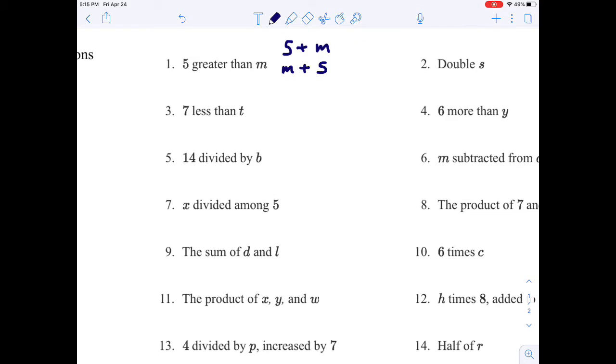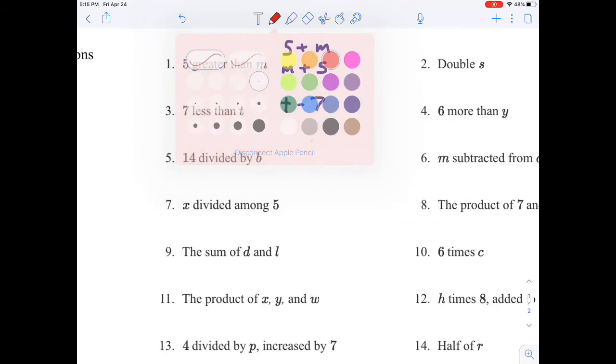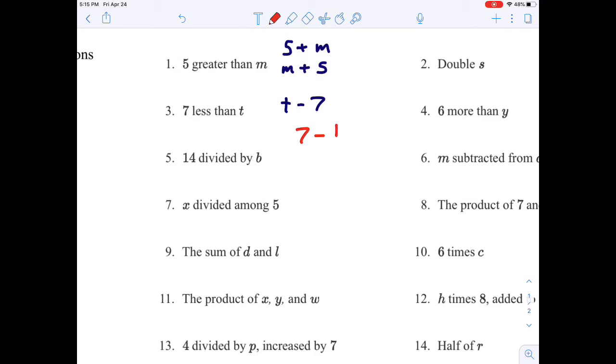7 less than t. 7 less than t means some number that is smaller than t. So we are going to take t and we are going to subtract 7 from it. So t minus 7 would be the correct algebraic expression for 7 less than t. If you wrote it the other way around, that would be incorrect. What I just wrote in red, 7 minus t, is t less than 7. Got to be careful about order when you're doing subtraction or division.